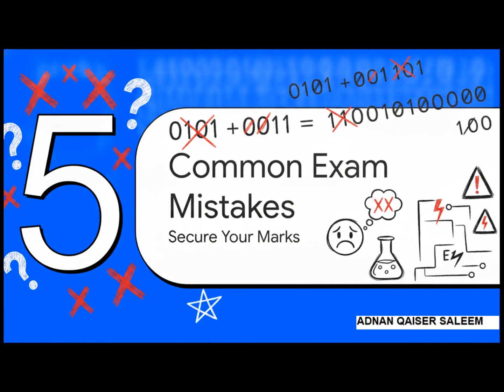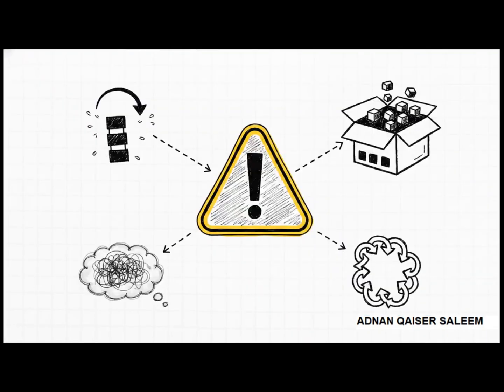Let's move to our final phase, Section 5, Common Exam Mistakes. Let's make sure you secure every single mark. Listen closely because these are the major pitfalls I see students make year after year under exam pressure. First up, forgetting to carry the 1. Always write your carries clearly above or below the columns so the examiner can actually see your working.